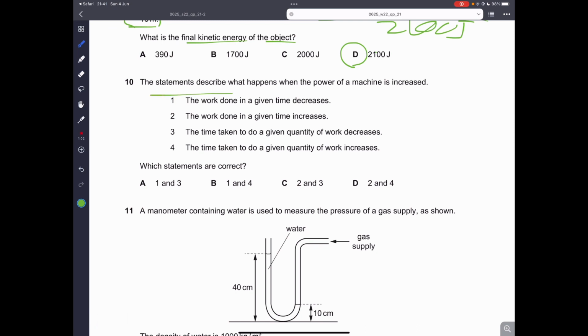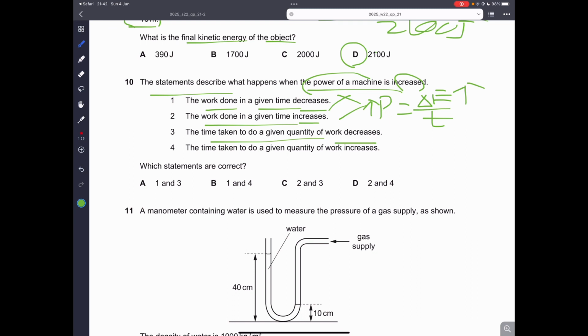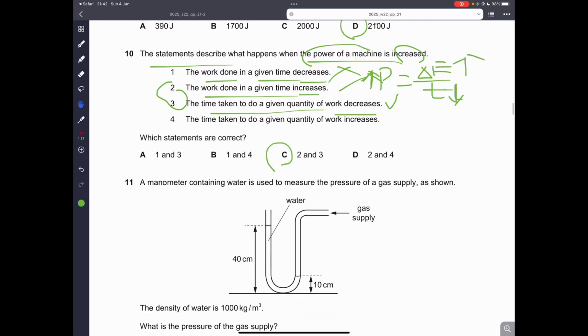Question number 10. The statement describes what happens when the power of a machine is increased. Remember, power is basically a change in energy over time. So the work done in a given time decreases. This is absolutely false. The work done in a given time would increase because the power of a machine is increased. The time taken to do a quantity of work decreases. This is correct, because as the power increases, the time taken to do stuff decreases. Therefore 2 and 3 are correct, and therefore C is the correct answer.